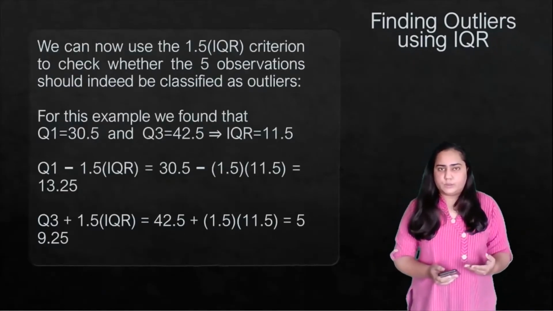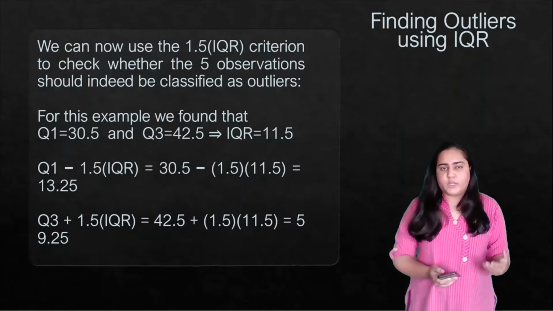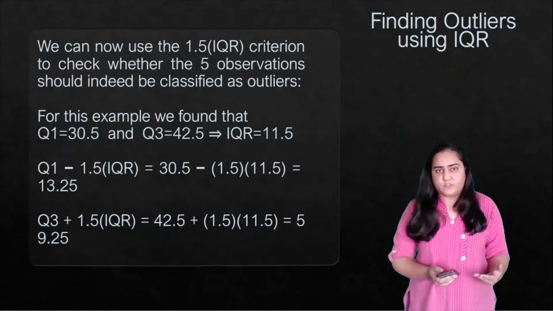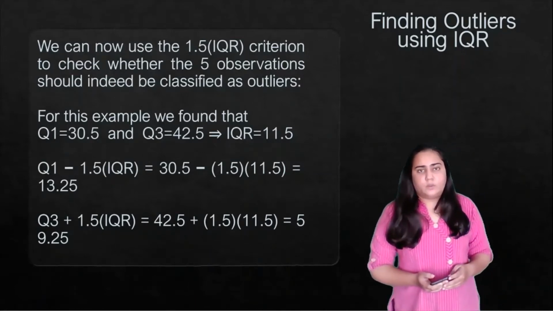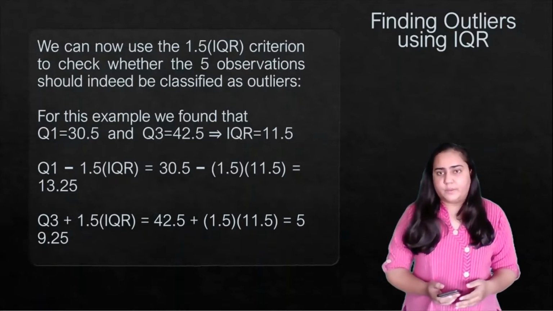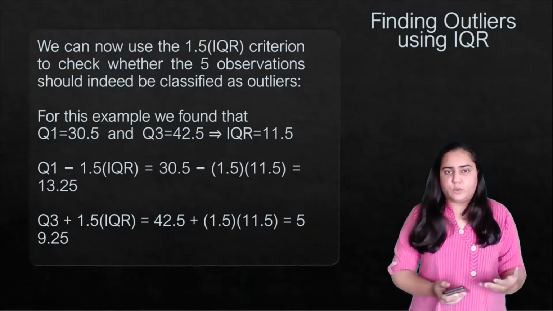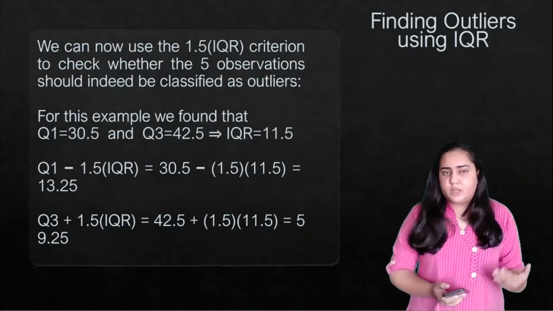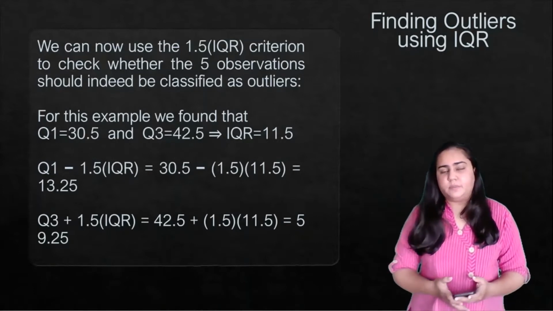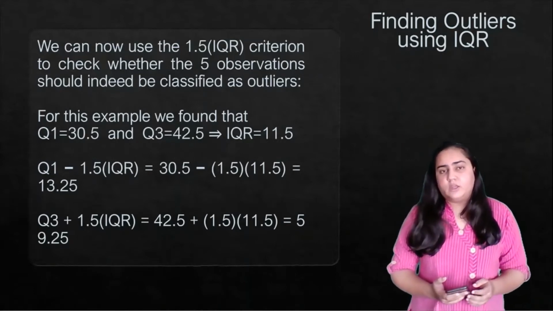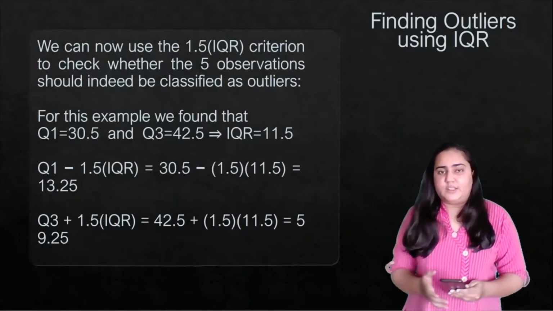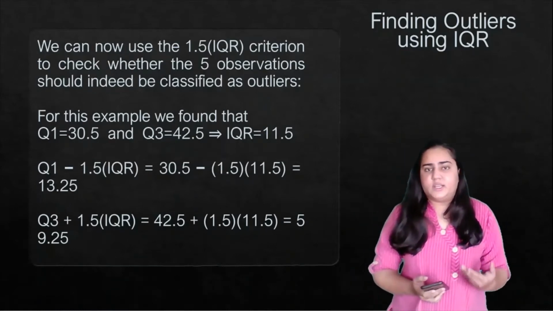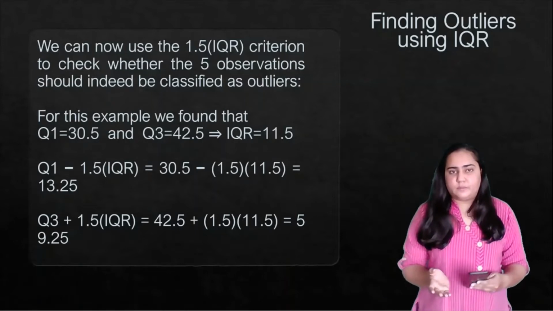So what we are going to do is use the 1.5 IQR criterion that I talked about in the previous video and find out whether the 5 observations we saw on the histogram are outliers or not. So first of all, we are going to use the Q1, Q3, and IQR we found earlier in the previous video, and I'll just show it here. Q1 is 30.5, Q3 is 42.5, and then based on that we can calculate the IQR to be 11.5 because IQR is Q3 minus Q1.